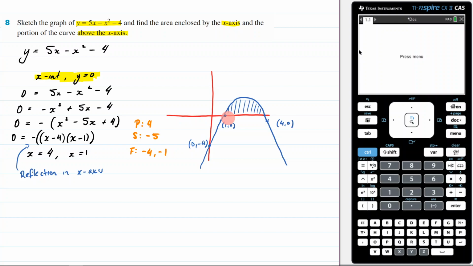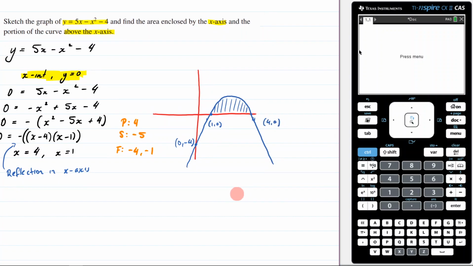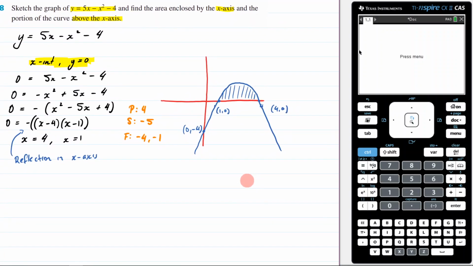Nothing too tricky. Now we're going to have to do the tricky part, and that is figuring out the area bounded. So how are we going to do this? To figure out what the area bounded is going to be, I'm going to be finding the definite integral from 4 to 1, because that's where I'm going from 4 to 1, of this right here. I would write it as the integral of -x squared plus 5x minus 4 dx.